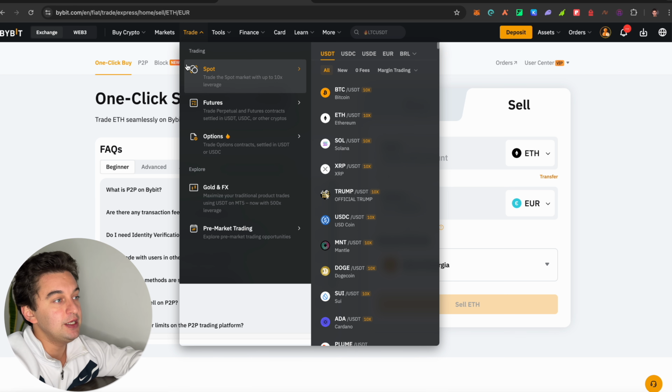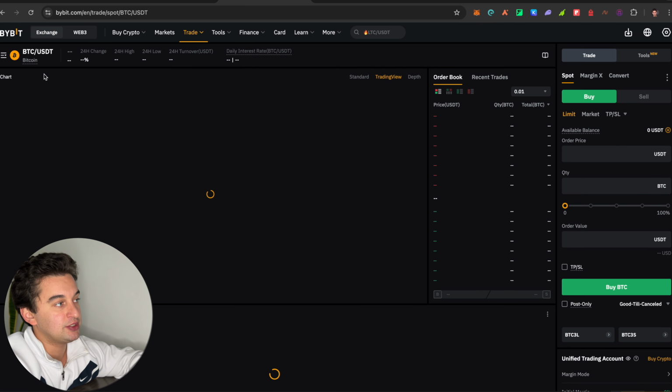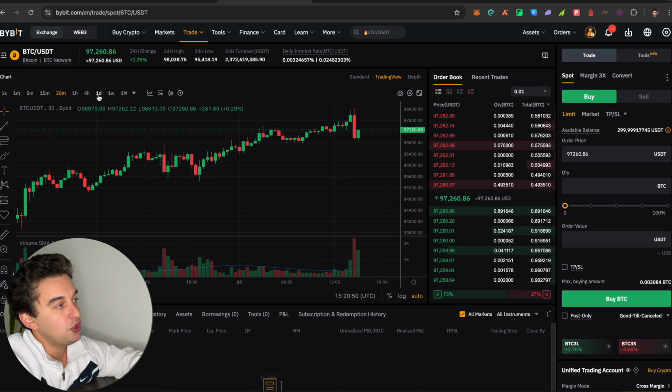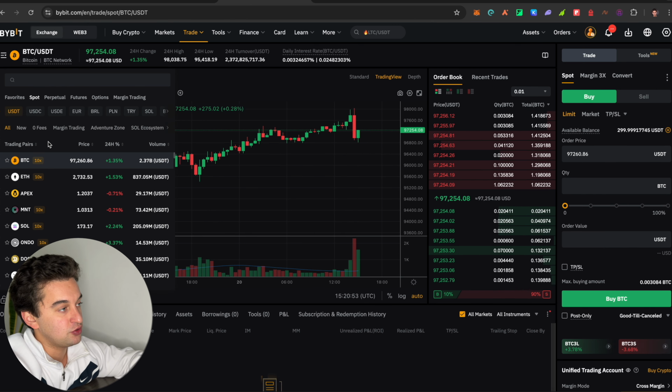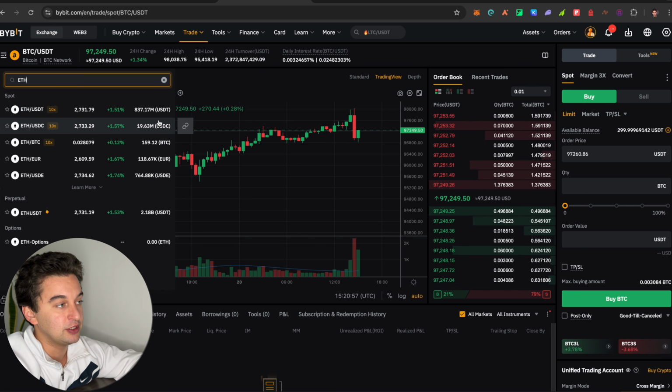You have the spot trading with all of the pairs that you wish. And then if you click on it, you will be redirected to the main charts, the Bybit charts, and on the top over here, you're able to see all different tokens. You're able to go and find them. For example, if you're looking for Ethereum, simply click ETH and you have all the different pairings.